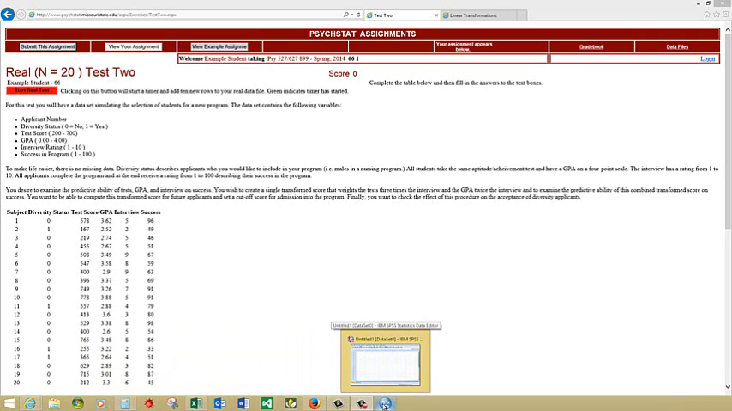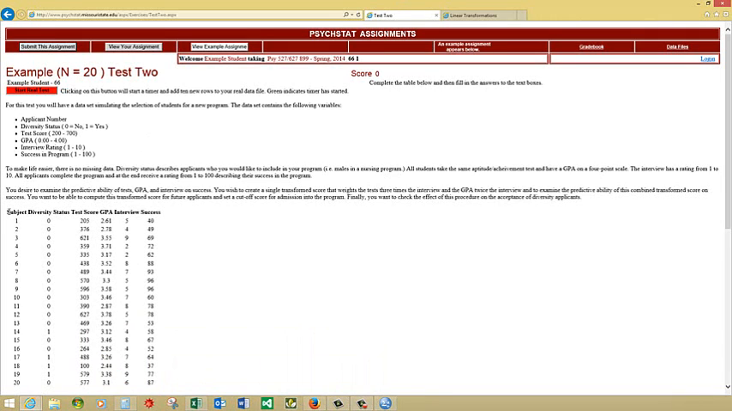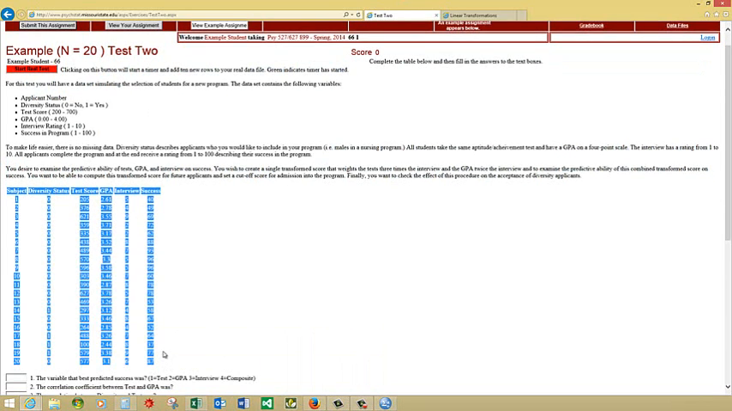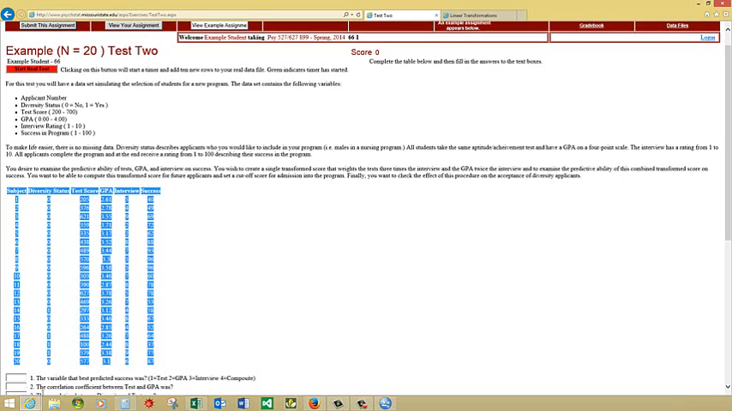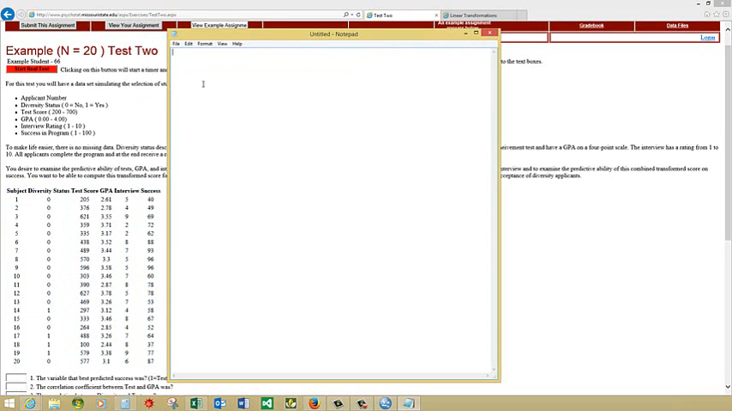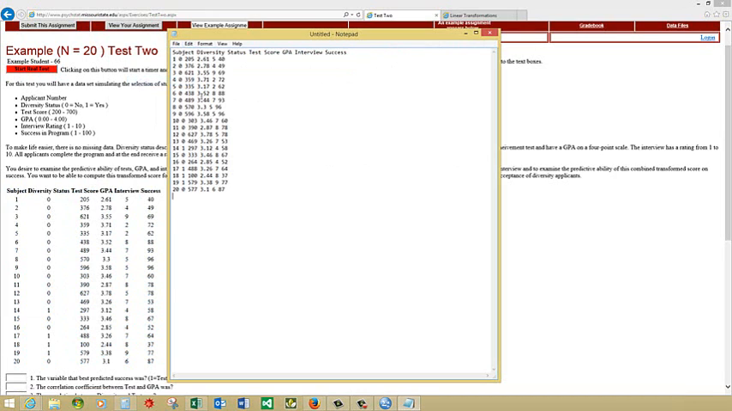Step 1, we're going to take this data and put it into SPSS, and I'm doing it by using the mouse and holding down the left mouse button. Now I press the right mouse button and copy it. The next step is I want to paste this into Notepad, and I'm just going to paste.